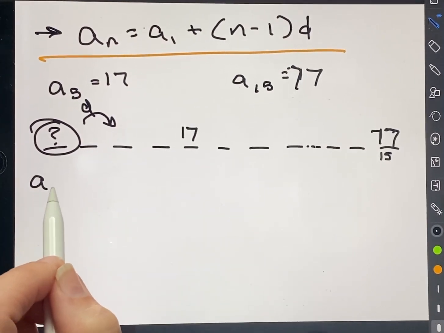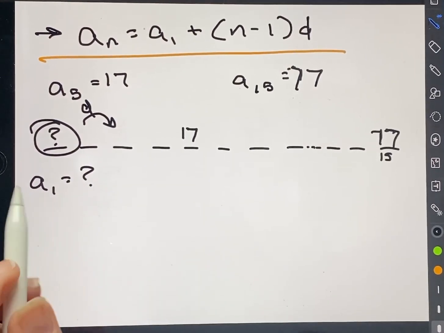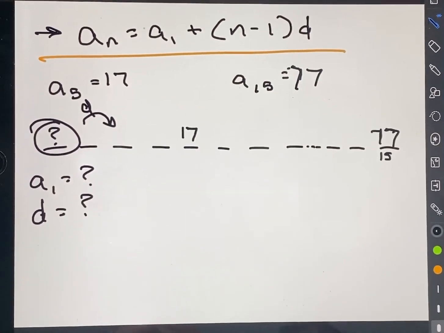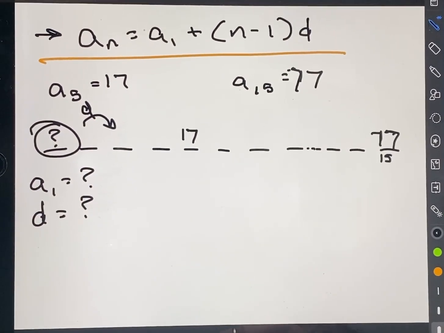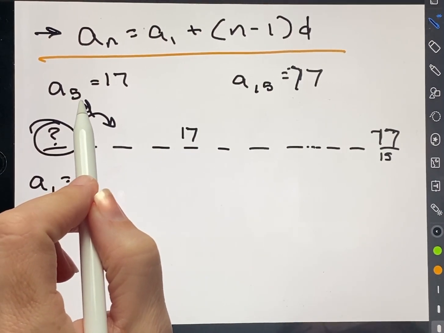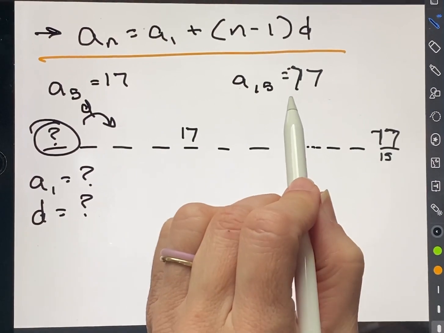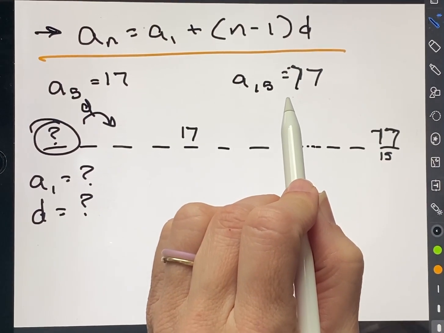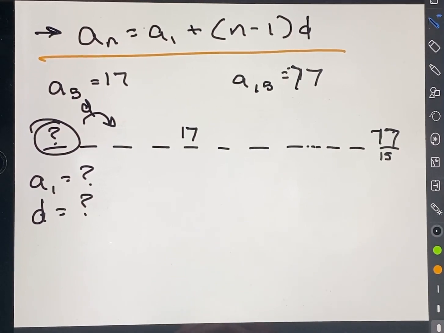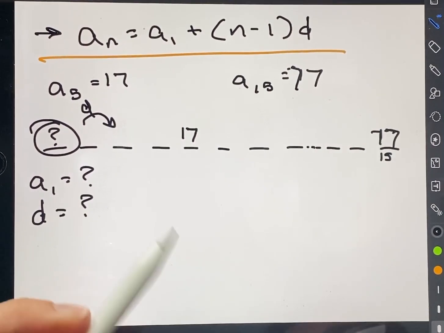So we don't know where we started, and we also don't know what we're jumping by. But we do know some certain terms. We know that to get to number 5, we had to jump 4 times. To get to the 15th one, we had to jump 14 times. So let's use our equation and see if we can use what we do know to find out these values over here that we don't know.